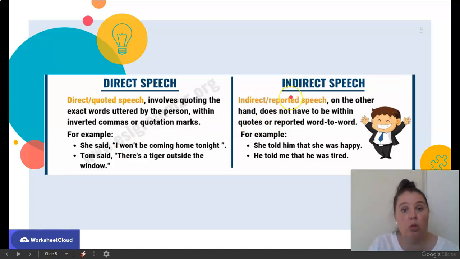Indirect speech, also called reported speech, exactly the same concept, is when you are now reporting what you have heard someone say. So you're not saying it as direct speech, you've heard it, you're now passing it on. For example, she told him that she was happy. He told me that he was tired. You'll notice no quotation marks or inverted commas and no comma because there's no direct speech following. It is reported back on the direct speech that was said.